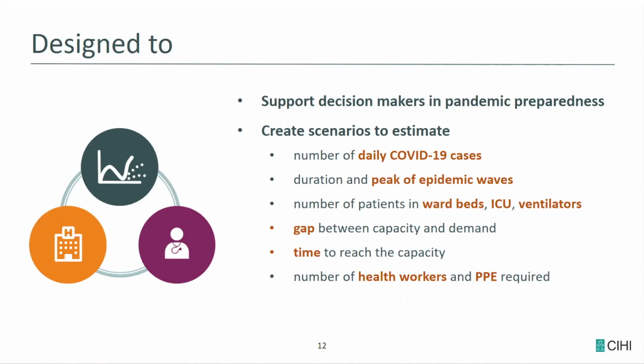And given a set of parameters for viral dynamics and for healthcare resources, it uses epidemiological modeling to predict a number of indicators. So it allows us to forecast the expected number of COVID cases per day. It allows us to see how long epidemic waves might be and their severity, the number of patients that are using acute care beds per day, when hospital capacity will be exceeded and by how much, and the number of healthcare workers that will be needed to deal with the increased demand and the PPE that they would use.